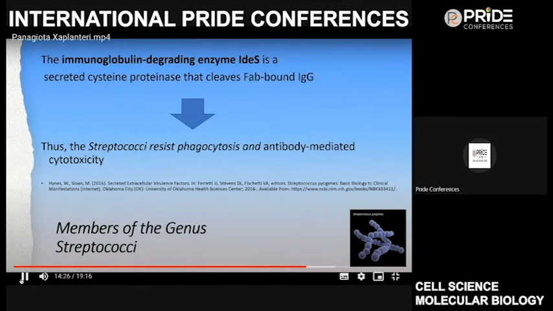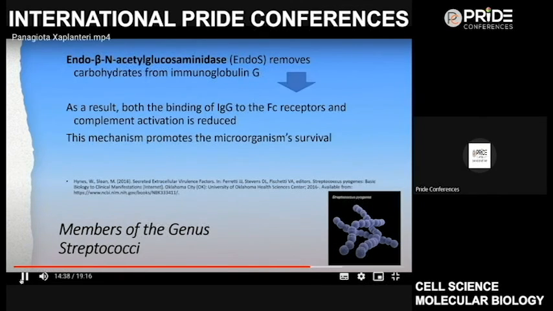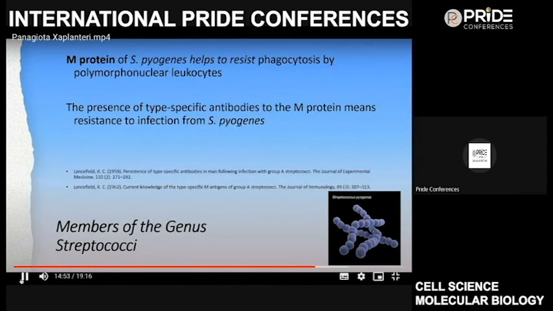The immunoglobulin degrading enzyme is a secreted cysteine proteinase that cleaves IgG. Thus, the streptococci resist phagocytosis and antibody cytotoxicity. EndoS removes carbohydrates from IgG. As a result, both the binding of IgG to the Fc receptors and complement activation are reduced. This mechanism promotes survival of the microorganisms. The M protein of Streptococcus pyogenes helps to resist phagocytosis by polymorphonuclear leukocytes. The presence of specific antibodies to the M protein means resistance to infection from Streptococcus pyogenes.